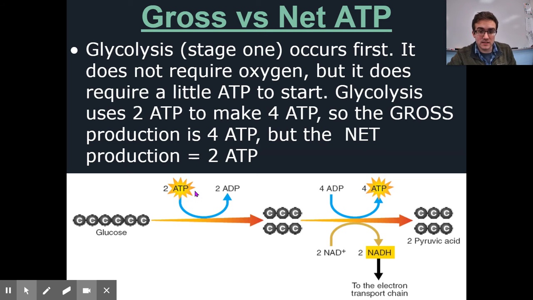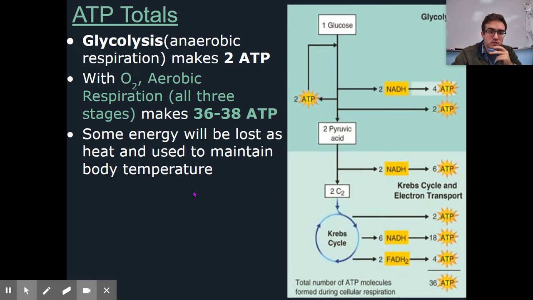Throughout this whole process, every step of the way, glycolysis, the Krebs cycle, and the electron transport chain all use ATP. But we just talk about the net totals. What do we get at the end? What's our net output of ATP? So make sure you're aware of that. So let's talk about the ATP totals. The first step is glycolysis. Glycolysis only makes 2 ATP. Remember, that's the net production. It's 2 net production of ATP.